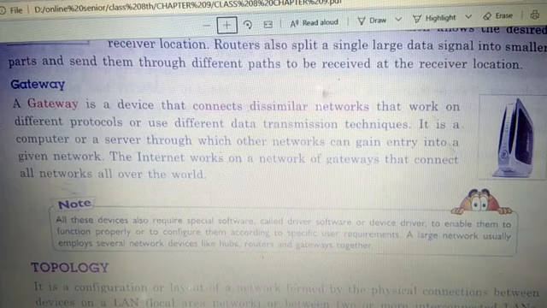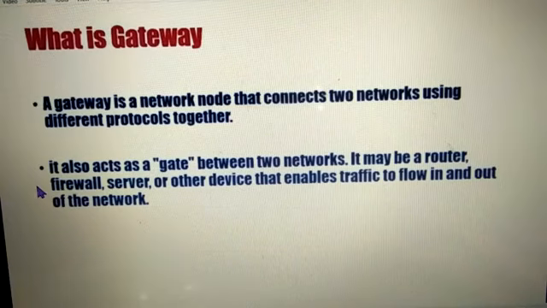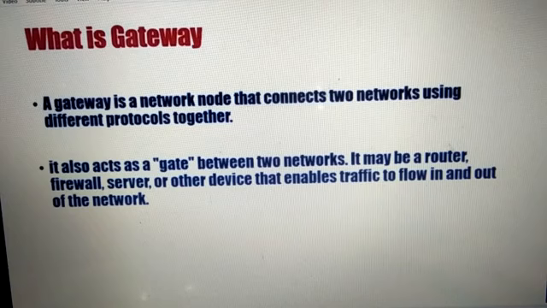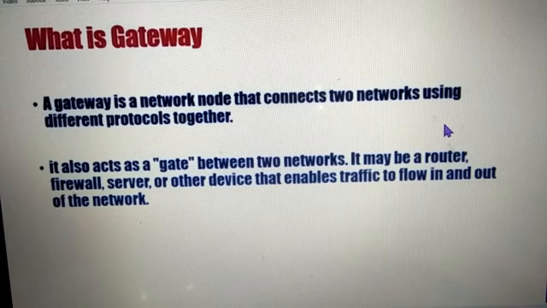Now for example, see here, children, it can act as a gate between two networks, and it can be a router, firewall, server, or any other device that enables traffic to flow in and out of the network. What does this mean? That any device that helps you in the inflow and outflow of the network is a gateway. So even a router can be a gateway, even a switch can be a gateway.